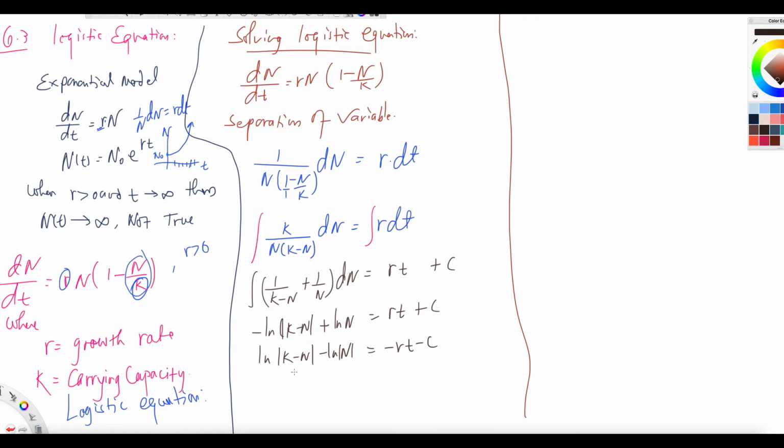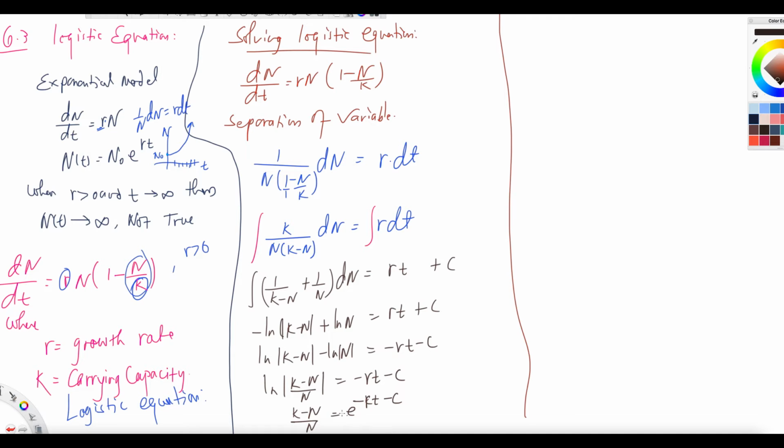You see that? So if you combine those two logs, you will get natural log of k minus n over n, right? You see that? So that will be what? Negative rt minus c. So if you get rid of the natural log, then you can write k minus n over n equals to e to the negative rt minus c. You see that? So e to the negative rt minus c. That's what you get.